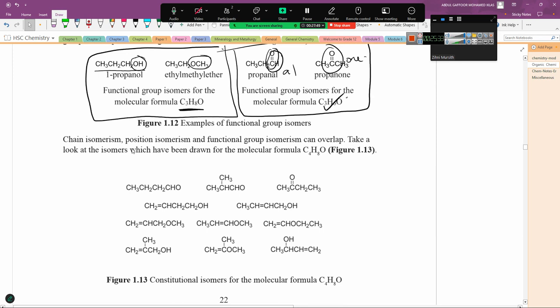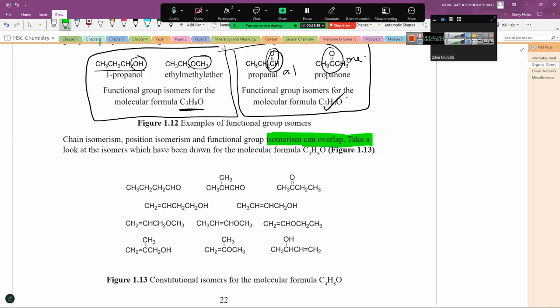Here chain isomers, position isomers, and functional group isomers can overlap. That is very important, right? So if you want, you can highlight that. Isomers can overlap means for a particular molecular formula, we may have both functional group isomers and chain isomers. It can overlap among themselves, right? They can overlap among themselves.